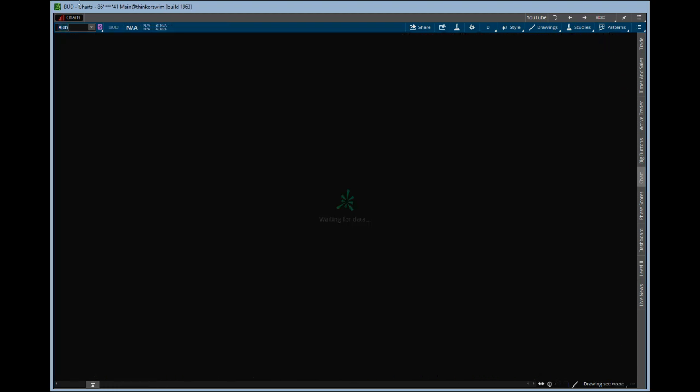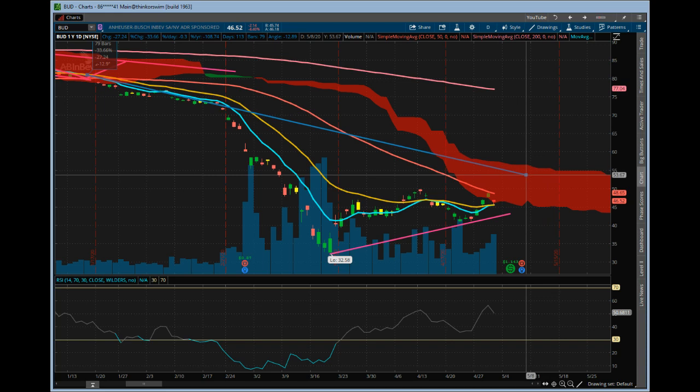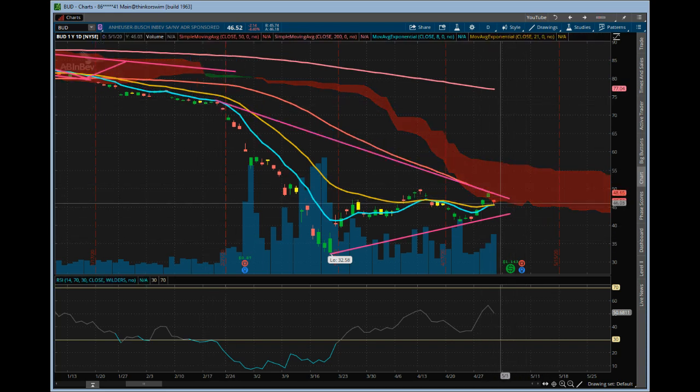And then Bud Wiser. I don't know if you guys remember those frogs. Anyway, you've got this triangle right here, and look, your 50 moving average is also forming the top of a triangle too. So let's go to this level right here, and there we go, right at the 50 moving average. So let's look for a breakout candle one way or another. I'm not sure if it's going to do it before earnings.